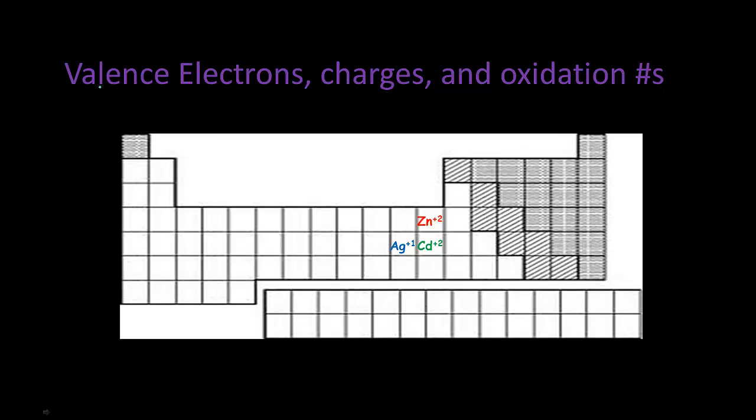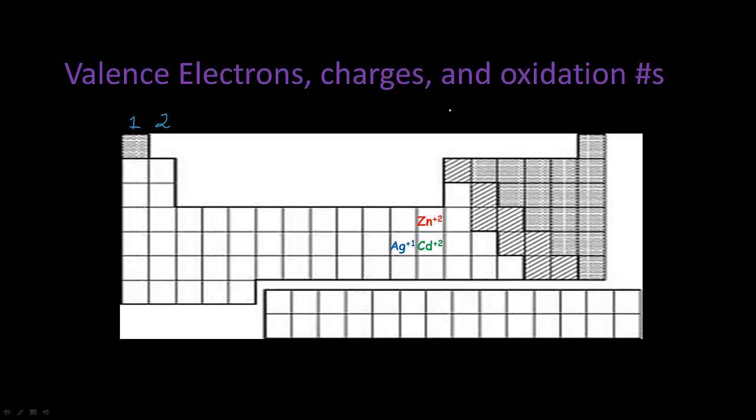Now, the way you find valence shell electrons is you look at the group number. The group number tells you how many valence shell electrons it has. So group 1 has 1 valence shell electron. Group 2 has 2 valence shell. We don't talk about the transition metals too much because they change their oxidation numbers, but we'll get back to that in just a minute with these three.